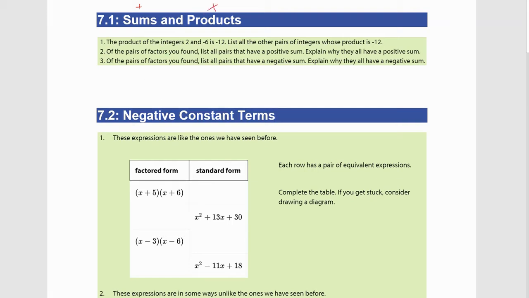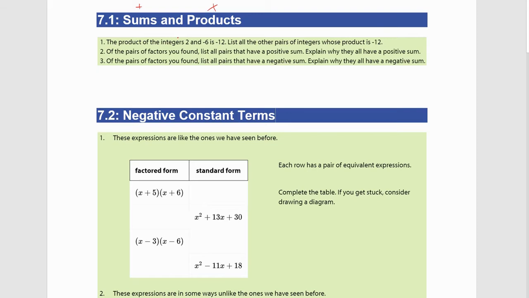The product of the integers 2 and -6 is -12. List all the other pairs of integers whose product is -12. Go ahead and pause it and try to do that one on your own real quick. Okay, so hopefully you paused it and you tried to find all the other multipliers of -12. What did you get?